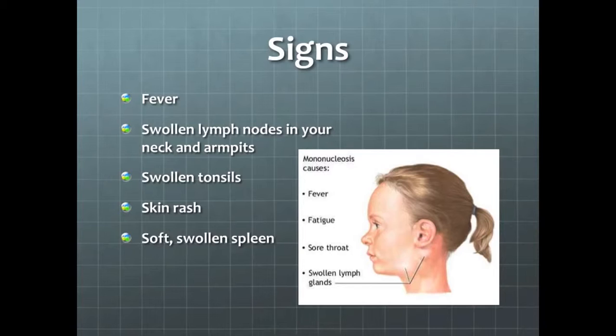Another sign would be swollen lymph nodes in your neck and armpits. The next one that you could get would be swollen tonsils. You could also get a rash on your skin anywhere on your body. And a large one that you could have would be a soft, swollen spleen. This is really common, and this is actually what showed up on the health scan that I had.